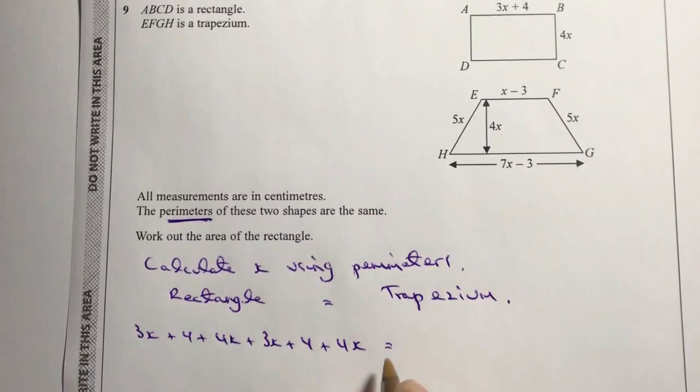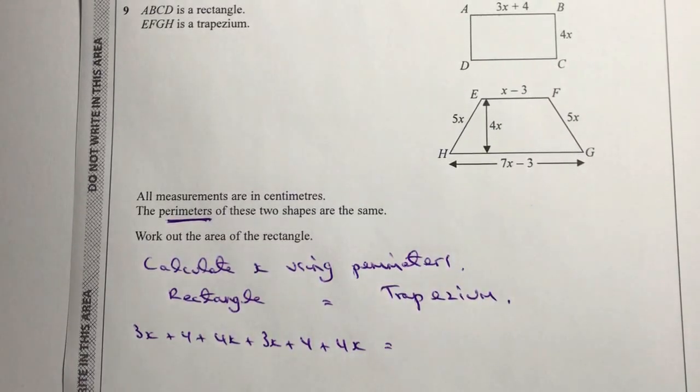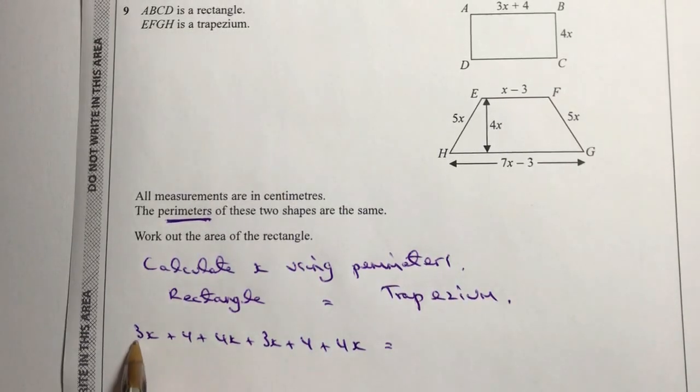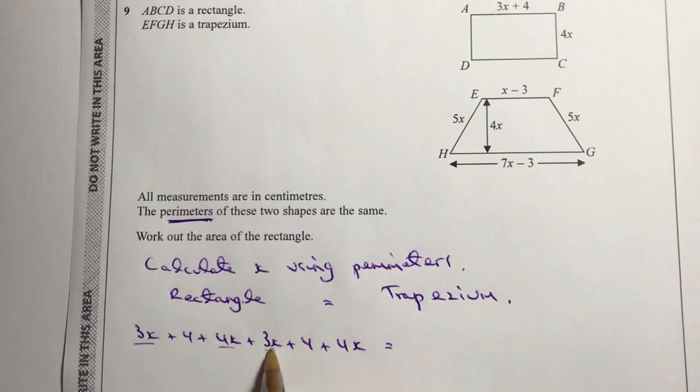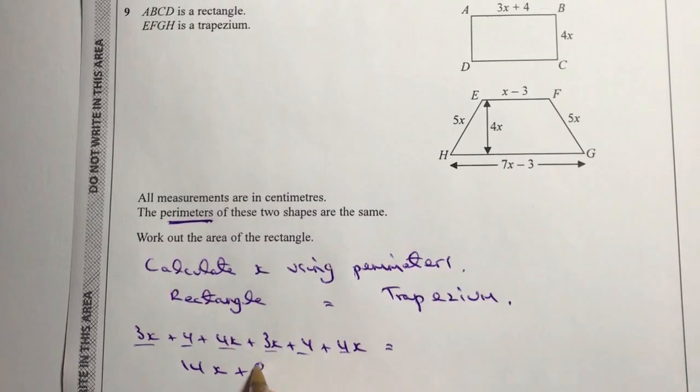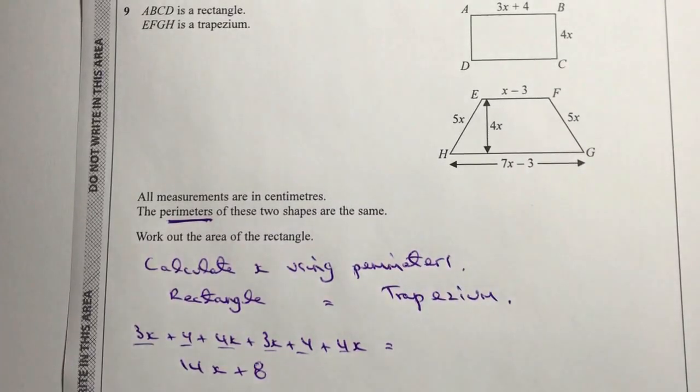Now it does look a little bit untidy at the moment, but if I gather up all of those like terms, what I end up with is 3x, 4x, 3x and 4x. Add all of those together, I'm going to get 14x, and then add the numbers up, I've got 4 and 4, which is going to be plus 8. So a simplified version of the perimeter of the rectangle is going to be 14x plus 8.